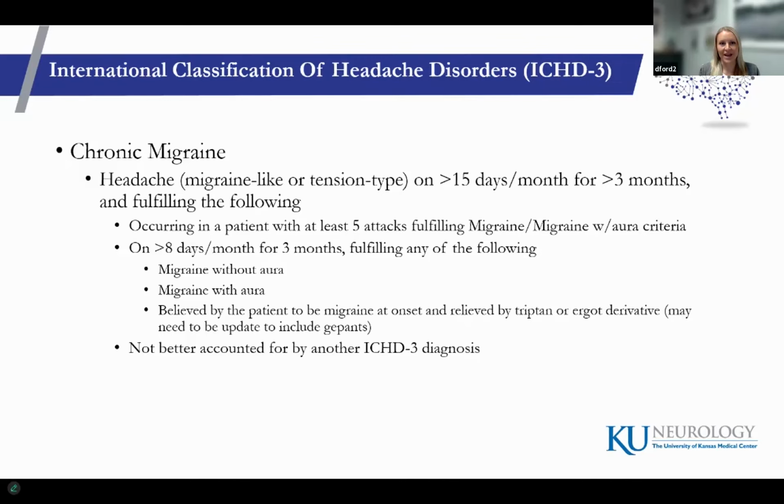Next. So chronic migraine is another one that we really need to talk about because this is something that definitely affects women more than men, and we deal with a lot. This is a headache, and it can be either migraine-like or tension type, on greater than 15 days per month for greater than 3 months, fulfilling the following. The real key is that for greater than 8 days of those, they are migrainous type headaches. And typically these can be relieved by a triptan or ergot derivative. And we'll talk about that a little bit later. Those guidelines have not been updated just yet, but may need to include gepants, which we'll discuss today.